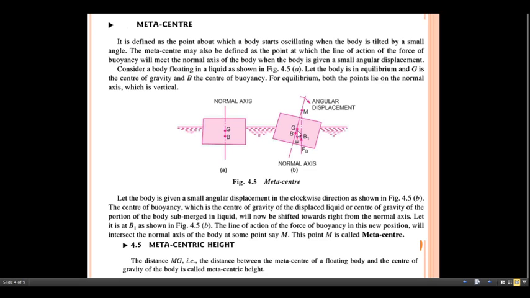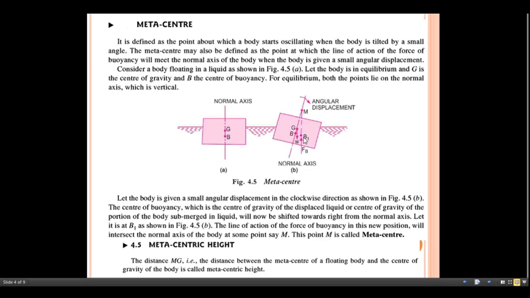The center of buoyancy, which is the center of gravity of the displaced liquid, or the center of gravity of the portion of the body submerged in liquid, is now shifted towards the right of the normal axis.